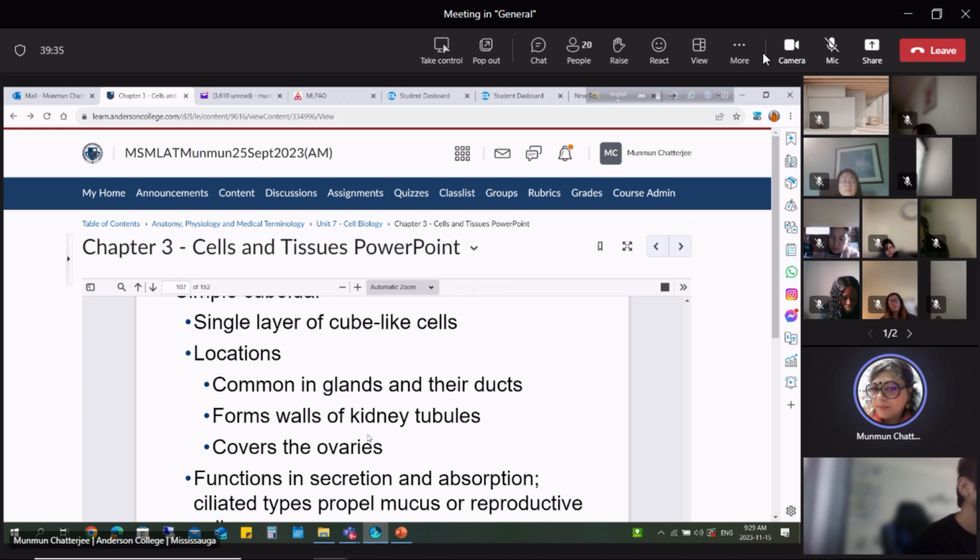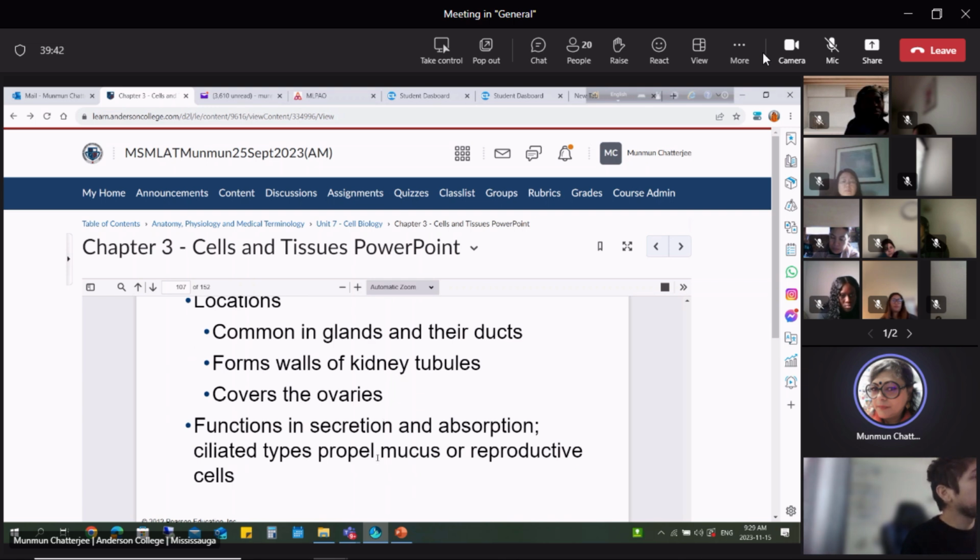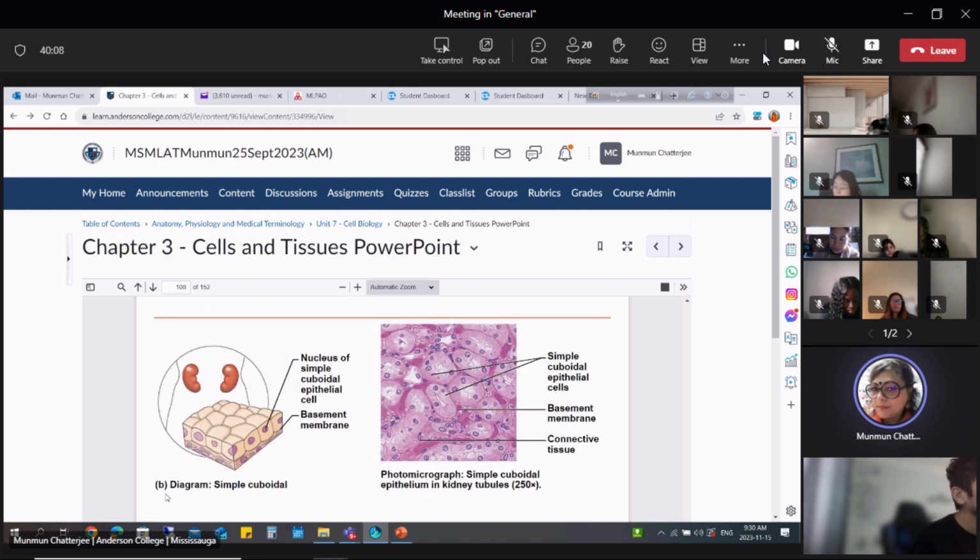Forms walls of kidney tubules because it needs the secretion and covers the ovaries. So, what are their function? Secretion and absorption, and ciliated types propel mucus or reproductive cells. Some cells are ciliated, which we learned yesterday. So, these cilia help to move or propel the mucus or whatever is generating in the body, in the cells. Okay. So these are the cuboidal.